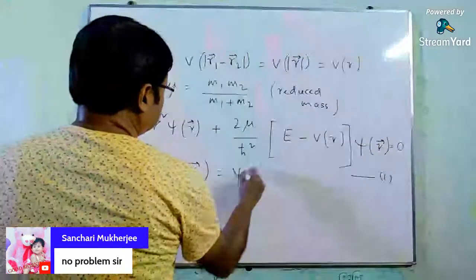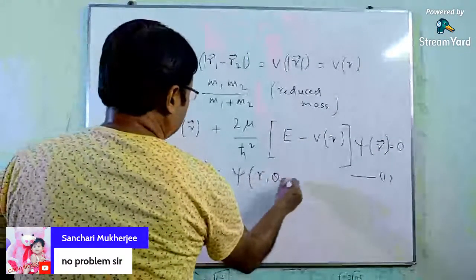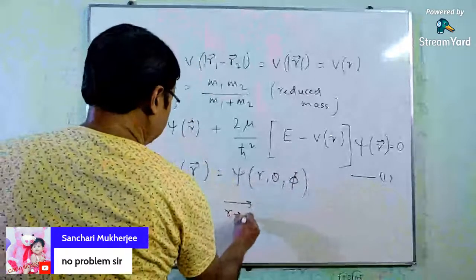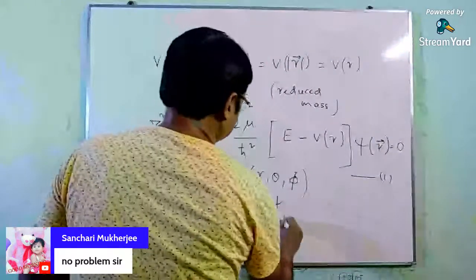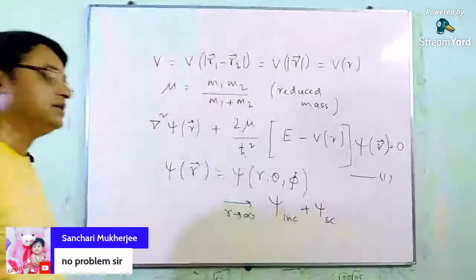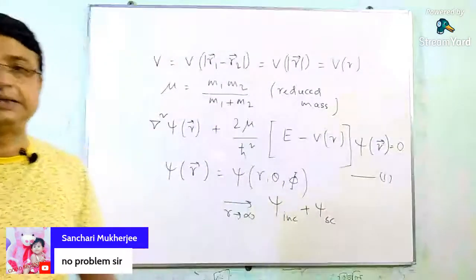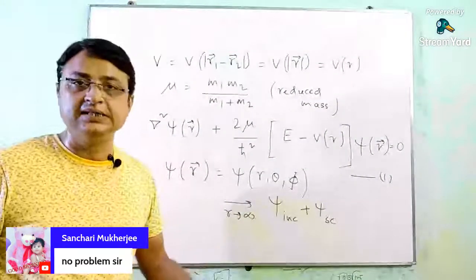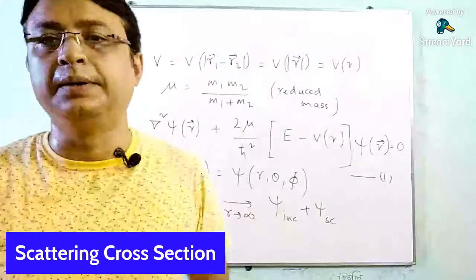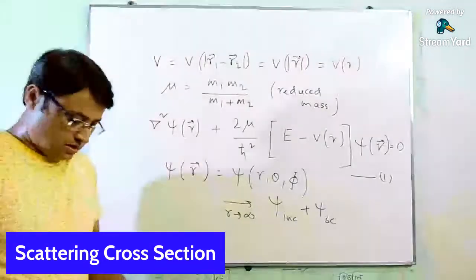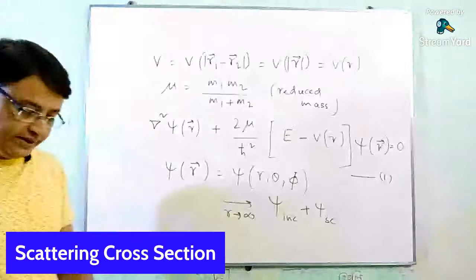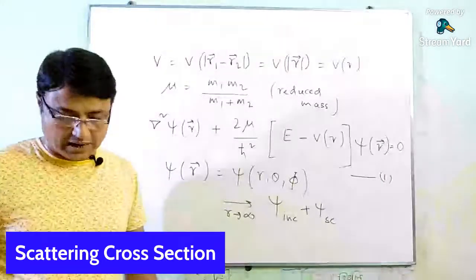Now, that's why we can write the solution psi(r). It must be a function of r, theta, phi in 3 dimensions, and when r tends to infinity, this psi(r), that is the solution of equation 1, should consist of these two parts, psi inc and psi sc, where psi inc is the incident wave function and psi sc is the scattered wave function. And this is called the asymptotic form of the solution of equation 1.